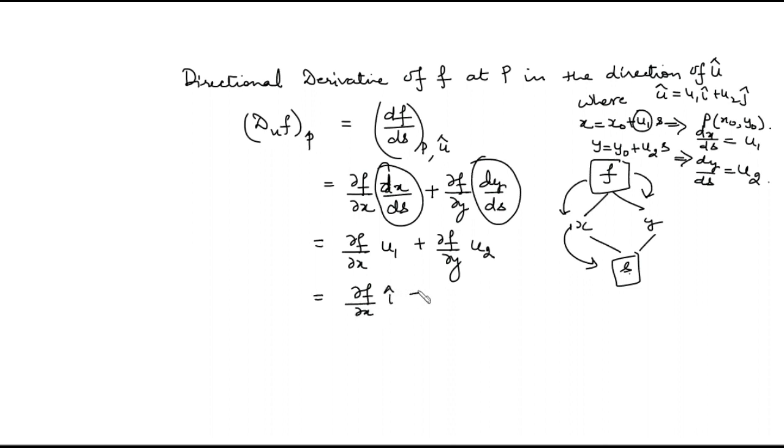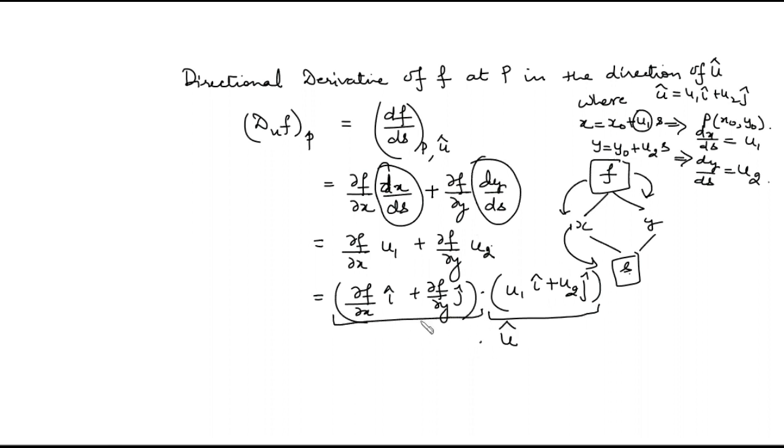Now we can write this as the dot product of this. When you take its dot product, you will get this. Now what is this? This is nothing but the u vector. And what is this? This is said to be the gradient of f. So this is denoted by del f. So the directional derivative of the function at any point P in a direction of u cap is the gradient of f at point P dotted with the unit vector.